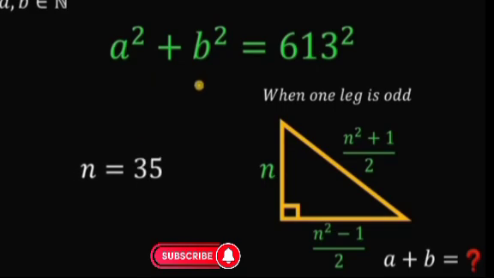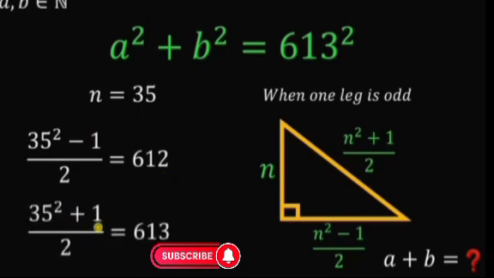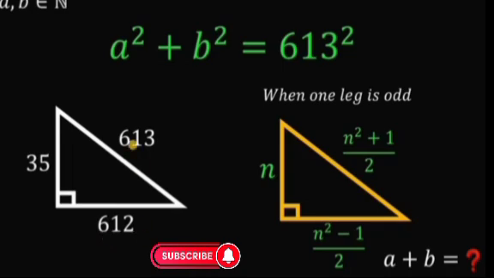So, either a or b can be 35. So, n equals 35. So, the other leg is 35 squared minus 1 over 2, or simply equal to 612. And of course, the hypotenuse is 35 squared plus 1 over 2, or 613. Now, we have a right triangle with side lengths 35, 612, and 613.